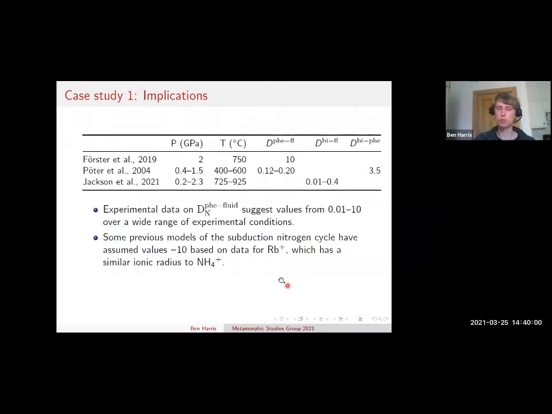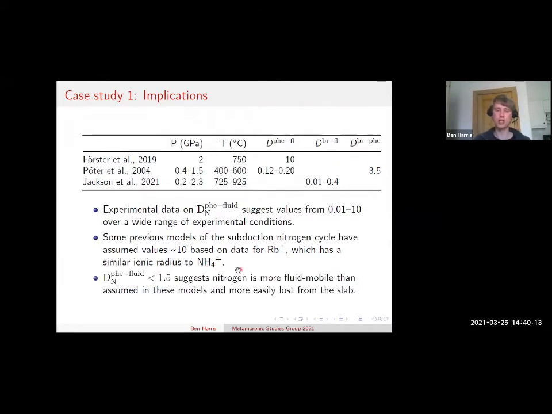Importantly, quite a few previous models of the subduction nitrogen cycle have assumed values around 10 based on data through rubidium, which has a similar ionic radius to ammonium and was suggested to behave similarly. But our data suggests that nitrogen is more fluid mobile and is therefore more easily lost from the slab.